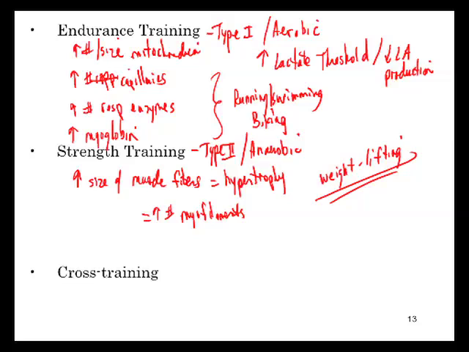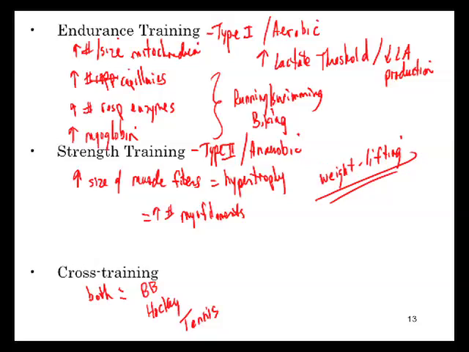Now, cross training is a combination of both. And if you're training for basketball, hockey, tennis, exercises and sports where you need a combination of strength and endurance, and even some swimming and track events, track and field events, you do cross training as well. You need both strength and endurance.